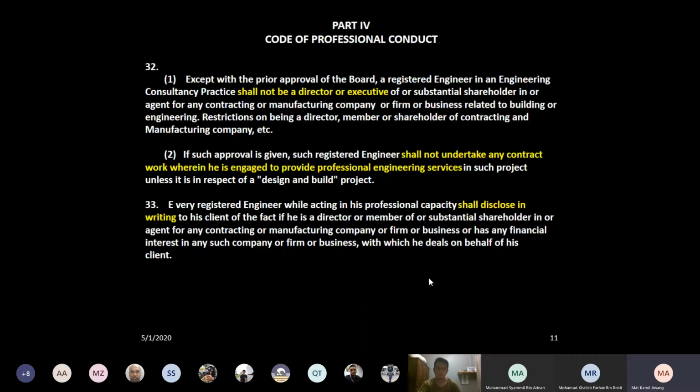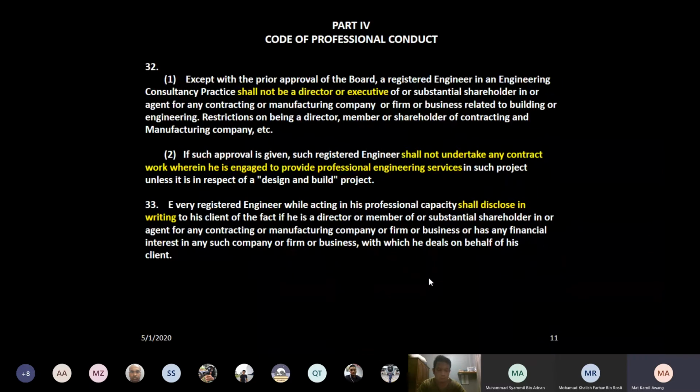You are a consultant, but you also supply for that project. Of course, because the consultant is going to approve the product that is being manufactured, or the work that has been done by the contractor. So basically you as a consultant are approving your own product. So that is actually a conflict of interest. Therefore, you are not allowed to do that unless the board of engineers gives you the approval.